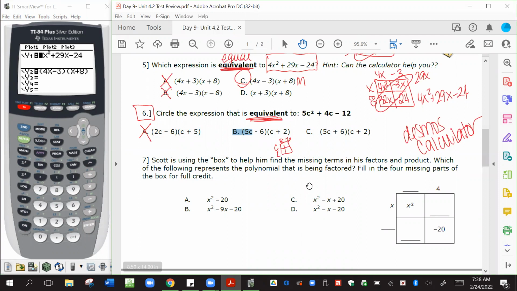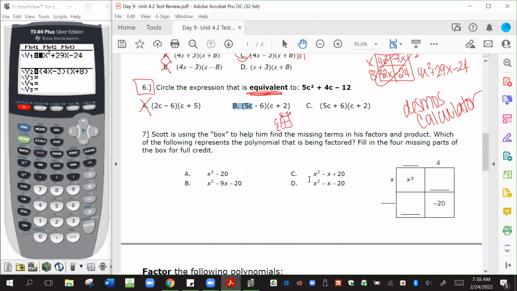Okay. All right, number 7 is using the box to help him find the missing terms in his factors and products. Which of the following represents the polynomial that is being factored? Fill in the 4 missing parts of the box for full credit.